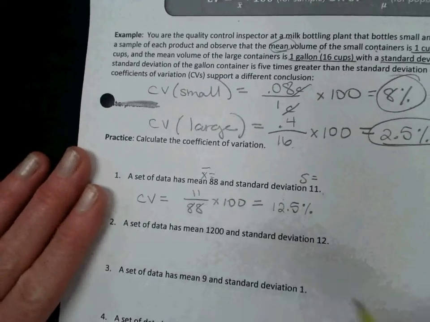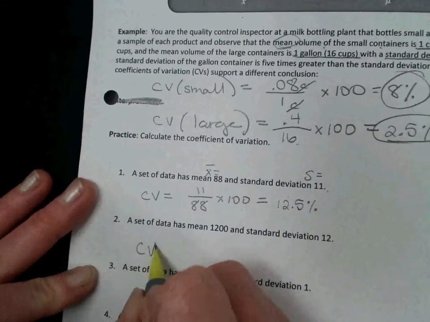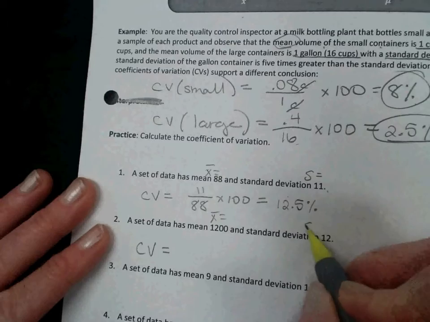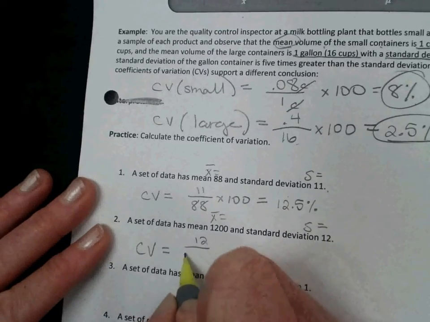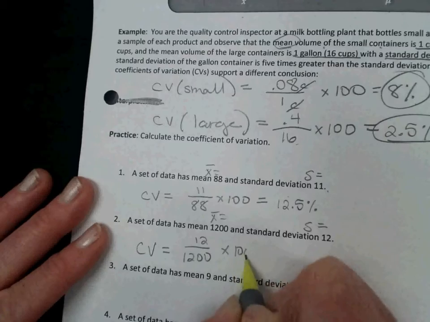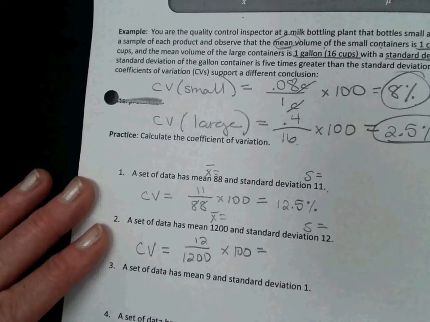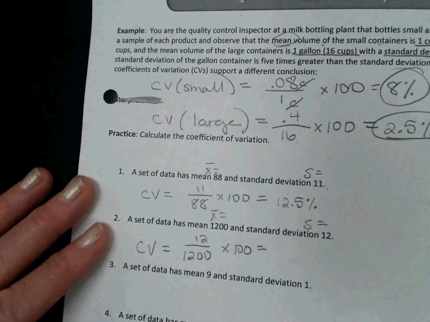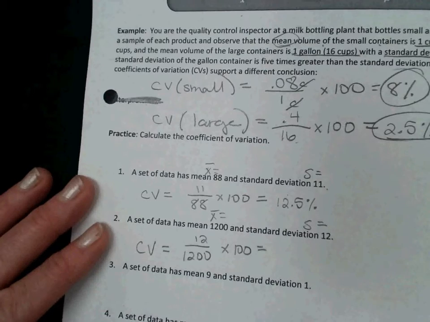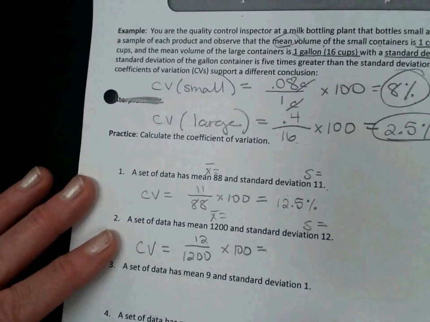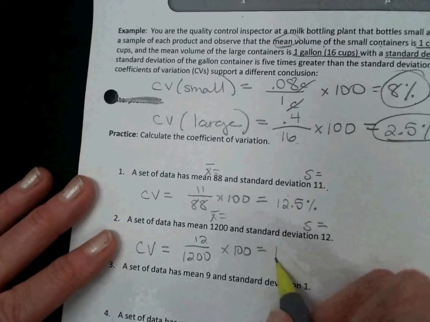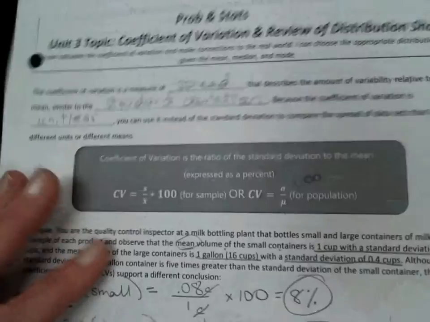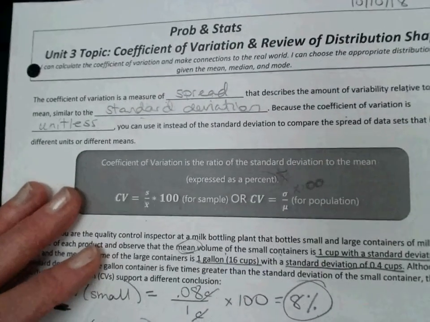Anna, we're going to get you next, so be ready. CV for our second one. So we have the X bar is 1200. Standard deviation is 12. 12 divided by 1200 times 100. Anna. One what? Help her out. Christian. 1%. Good. Percent. Remember, it's expressed as a percent. Important to keep that in mind.